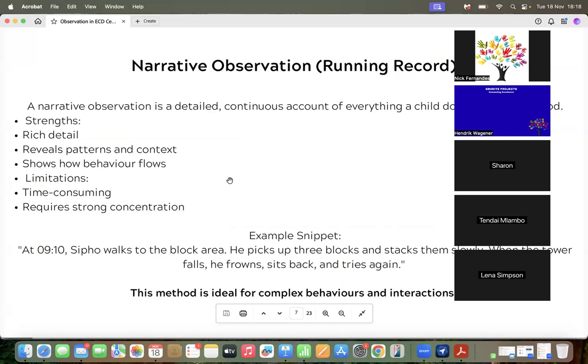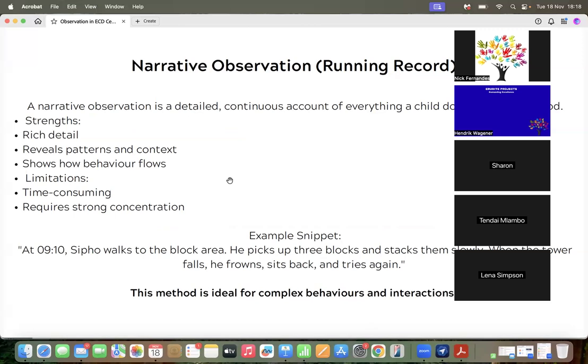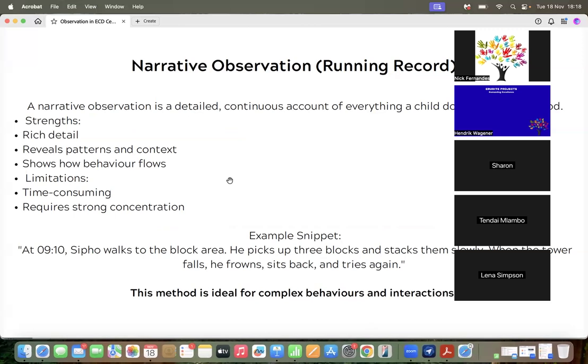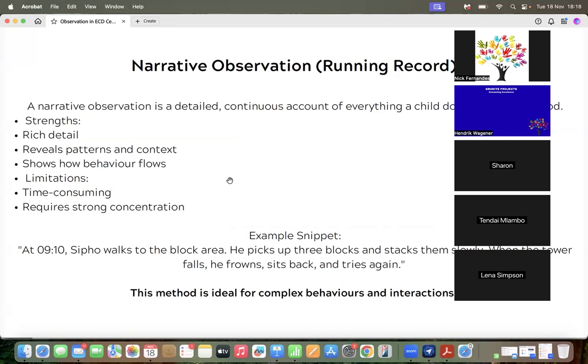Okay, narrative observation is your running reports. A narrative observation is a detailed, continuous account of everything a child does over a set period. Strengths: rich detail, shows how behavior flows. Limitations: time consuming, requires strong concentration. For example, at 9:10, Sipo walked to the block area. He picked up 3 blocks and stacked them slowly. When the tower fell, he frowned, sat back down, and tried again.